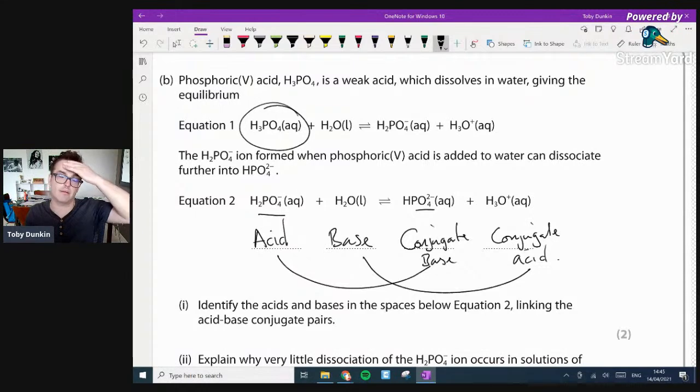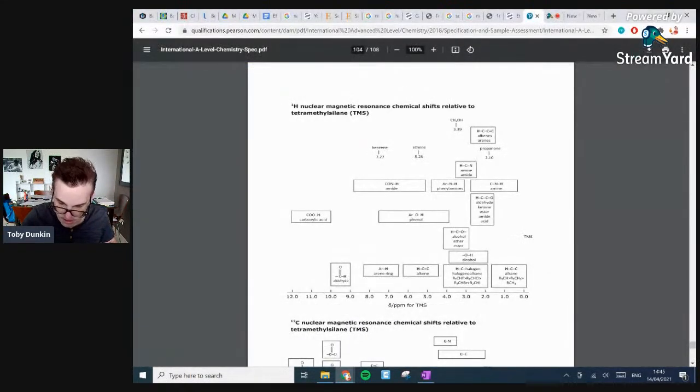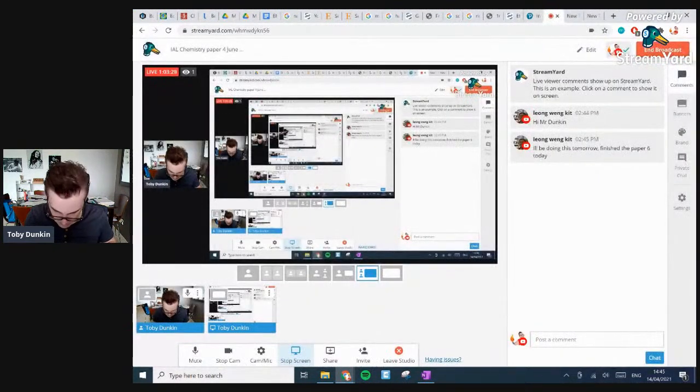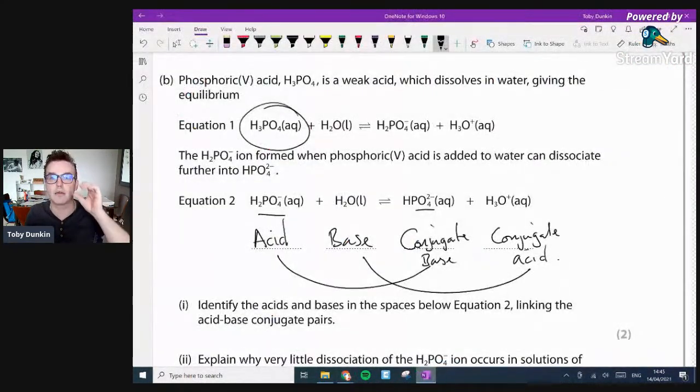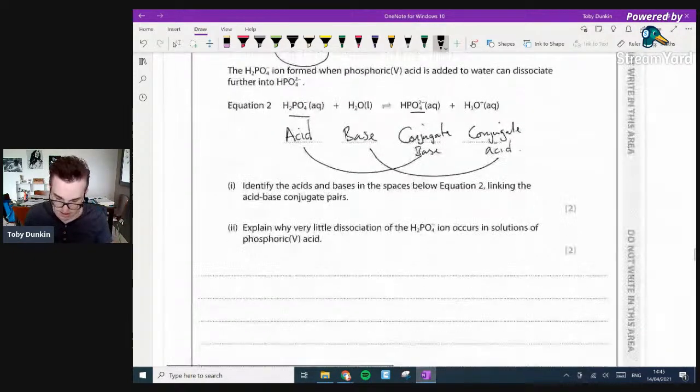Oh, hi, Winkit. Winkit, is the video okay? I've been having internet issues. Let me know whether or not the video's been okay. That would be grand. I'll be doing this paper tomorrow. Finished the paper 6 today. Well done, Winkit. I know I did the paper 4 yesterday. I figured I'd start with the paper 4 today just to see some continuity.